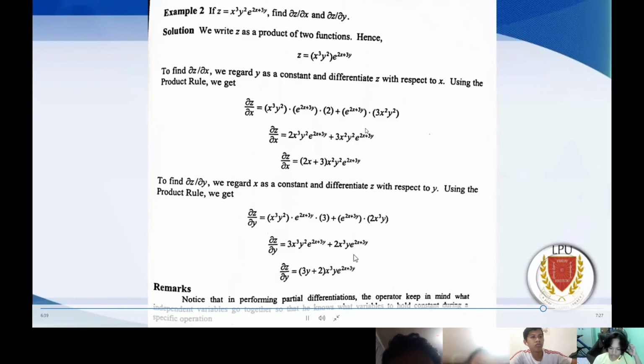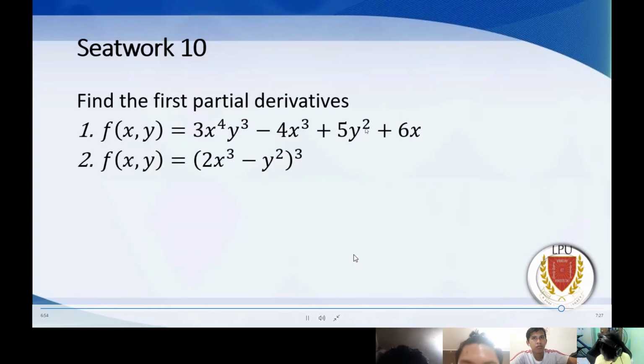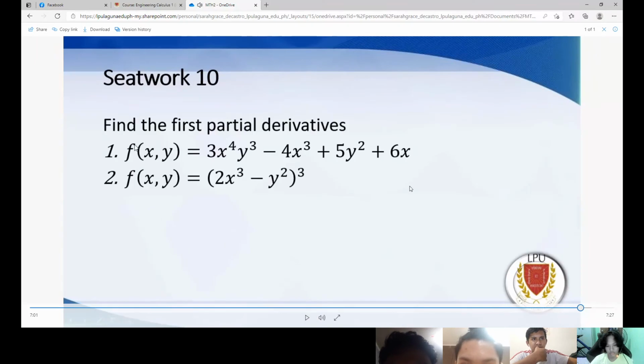Remember that in performing partial derivatives, the operator keeps in mind what independent variables go together, so he knows what variables to hold constant during a specific operation. Now, for sheet work number 10, find the first partial derivatives. So first, solve for the partial derivative with respect to x.